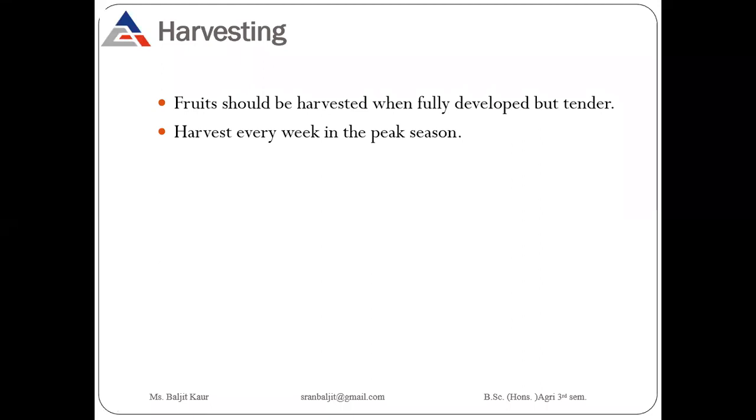Then harvesting. So fruits of brinjal are harvested when they are fully developed, but they are tender in nature. Okay, so they should not be overgrown, they should be tender in nature, and they should be fully developed. The size of fruit should be fully developed. And when there is peak season, we need to harvest the brinjal fruits every week, right?